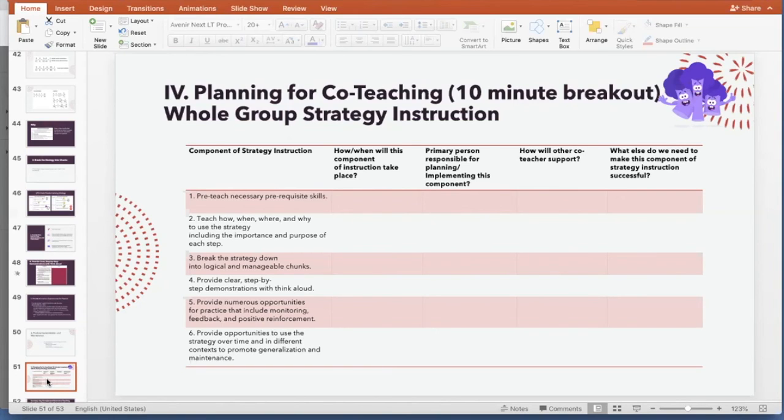How and when are you going to provide each of these components of instruction? Who's going to be the primary person who's responsible? How is the other teacher going to support? What else do you need to make it work? And sort of think through that together as a team when you're thinking about providing strategy instruction.